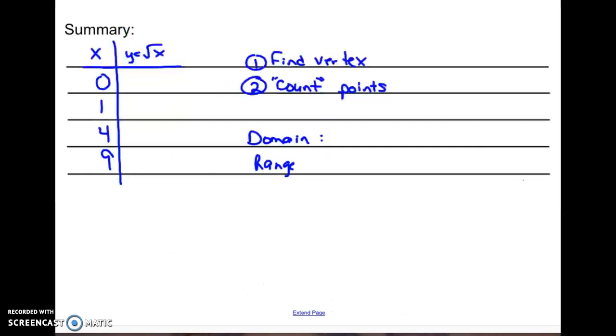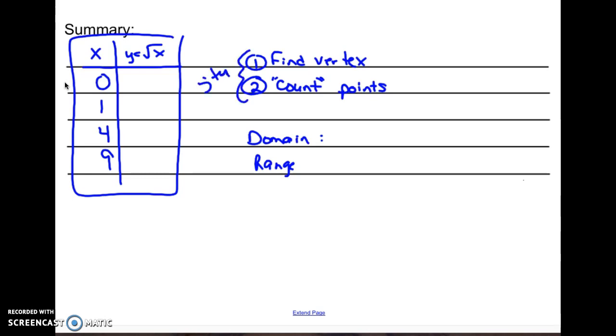For our summary, I would like you please to fill in our little square root of x chart. And then our steps to follow, I gave them to you. And then tell me a little bit, how do you figure out what the domain is and how do you figure out what the range is?